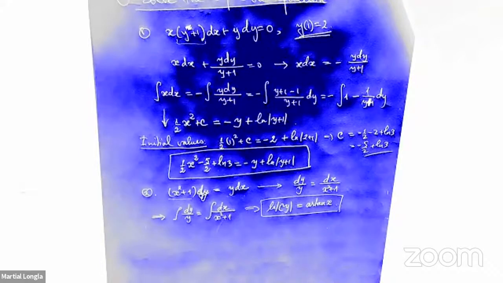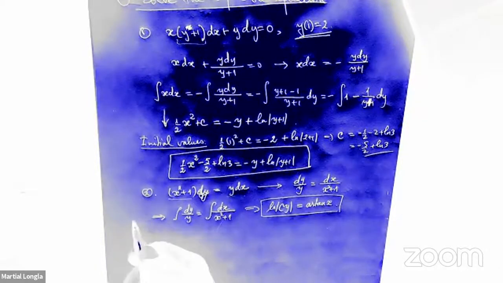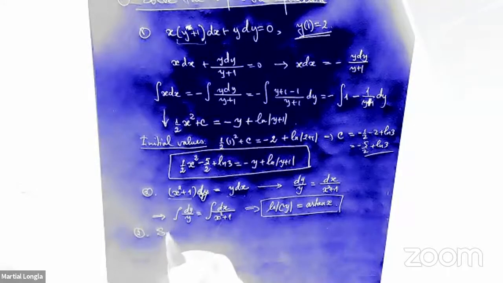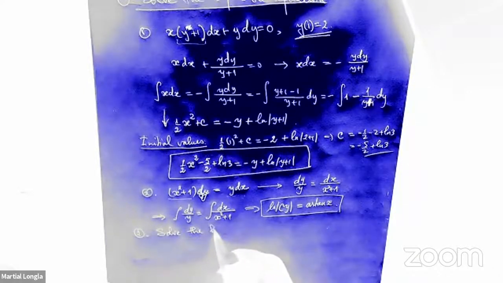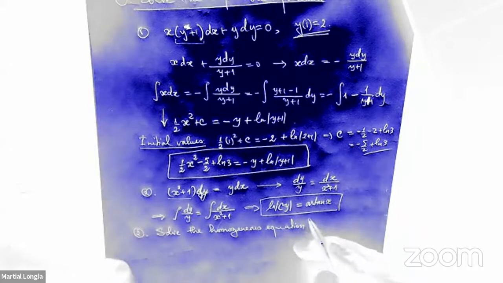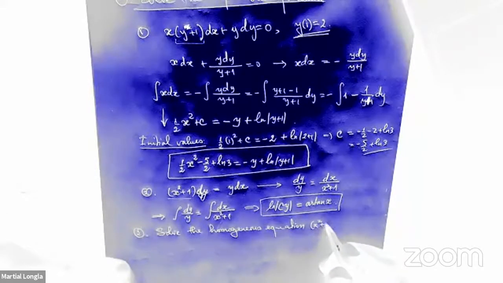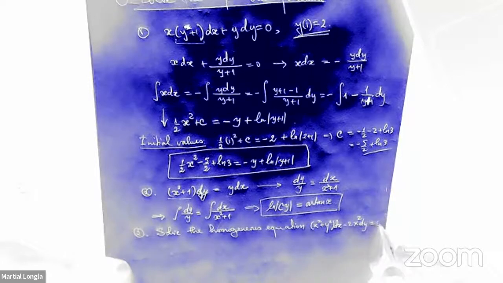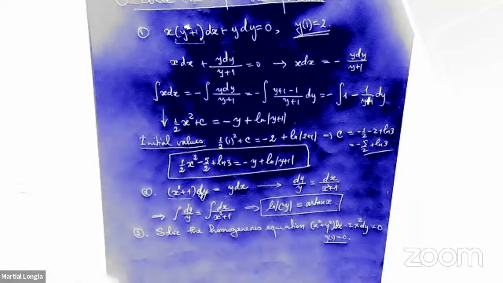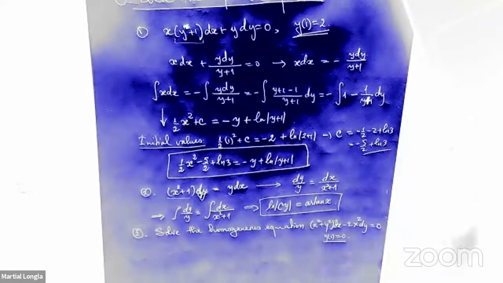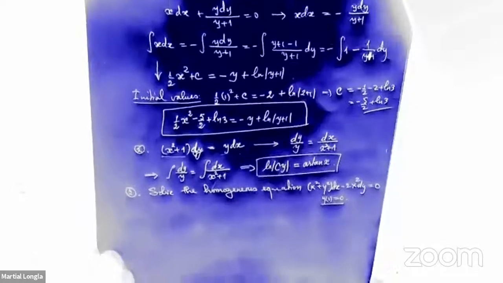Now, question number 2 was a homogeneous equation. Solve the homogeneous equation. The equation was given as (x squared plus y squared) dx minus 2x squared dy equals 0, with y of 1 equals 0. So it's a homogeneous equation with initial values.